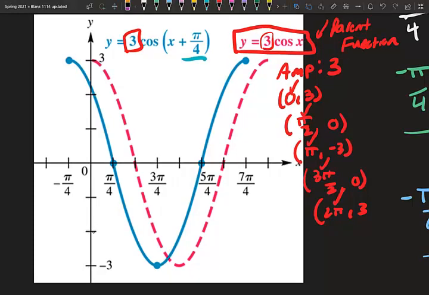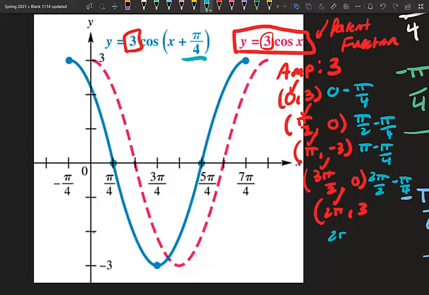So we take all of our x's and we're going to subtract by pi over 4. We subtract because we're talking about plus, so we move to the left. That's why we subtract. So we're going to move everything to the left pi over 4 units. So we do 0 minus pi over 4, pi over 2 minus pi over 4, pi minus pi over 4, 3 pi over 2 minus pi over 4, and then we do 2 pi minus pi over 4, and that's how we get our values.